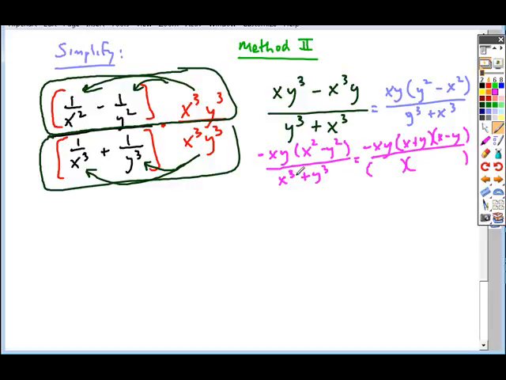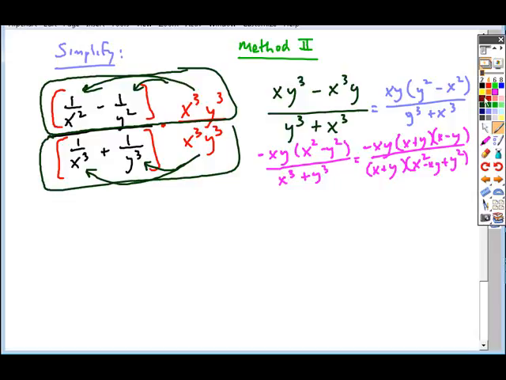The binomial is just the sum of those bases being cubed, so x plus y. The trinomial has a first term that's the first term squared. The last term is the second term squared. And the middle term is the opposite of their product. So x times y, change the sign.